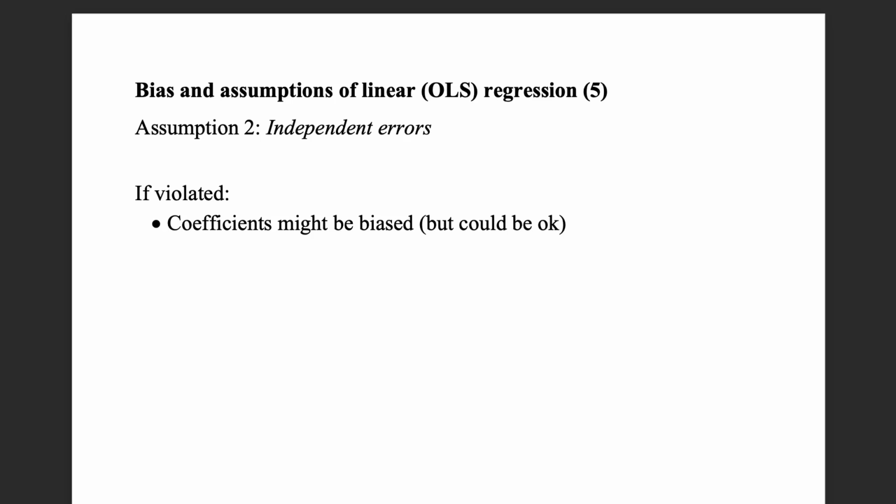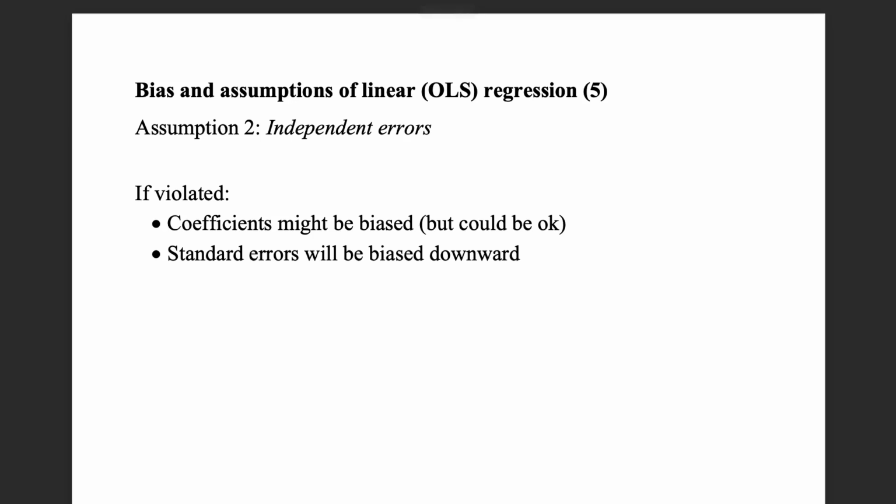Of course, do ask me if you're curious in the Zoom sessions. But for now, it's enough to know that if your independent error assumption is violated, you might have a situation where your coefficients are biased, so that they're on average wrong. That isn't always the case. Sometimes they're completely fine. So they could be okay, but they might be biased.